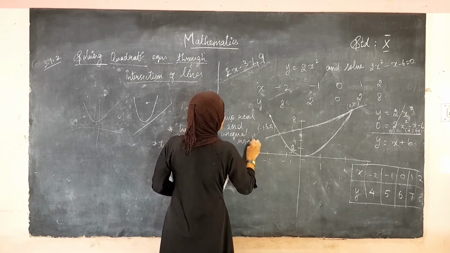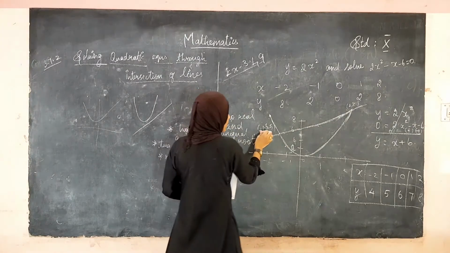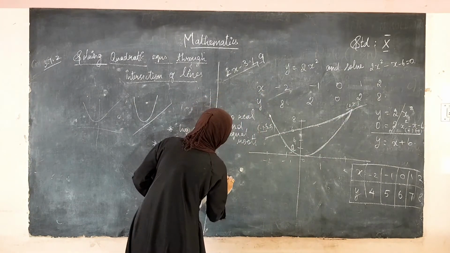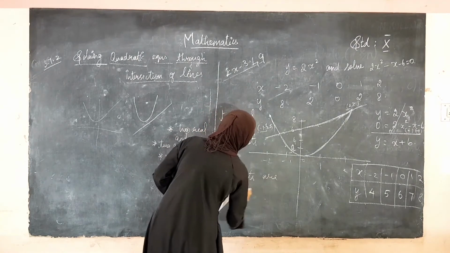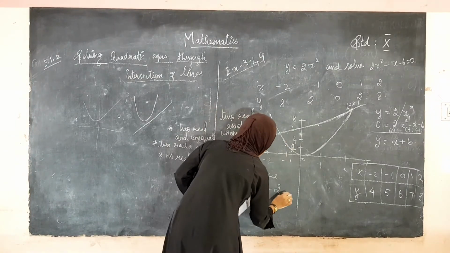So, what are the roots? From these points we have to take only the x value. What is the x value here? It is minus 1.5, and here it is 2. Therefore, the roots are minus 1.5 and 2.